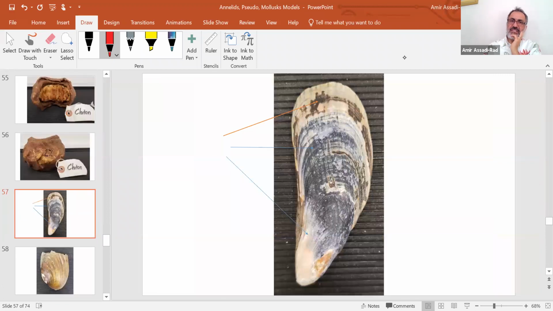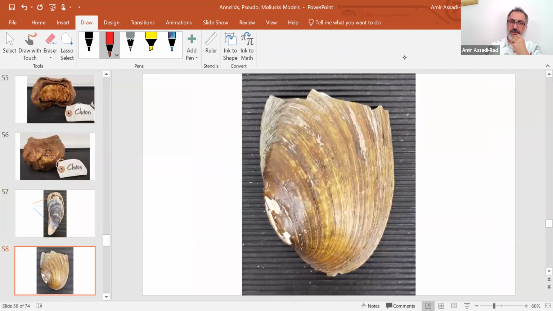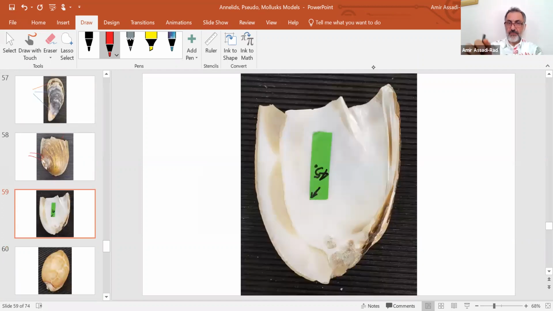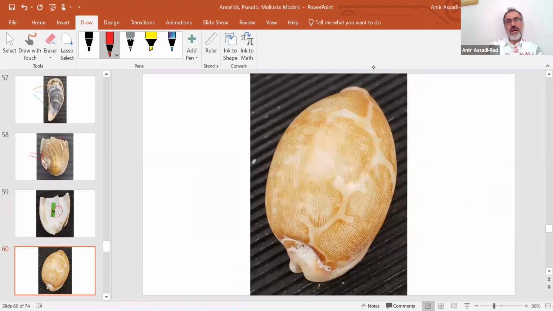These are the layers of the shell. Okay, so the very outside layer is periostracum, the next one, the prismatic layer, and then inside, the shiny part inside is nacreous layer. So again, the brown is prismatic, periostracum, and then the inside right here, nacreous layer. That's the nacreous layer right there.